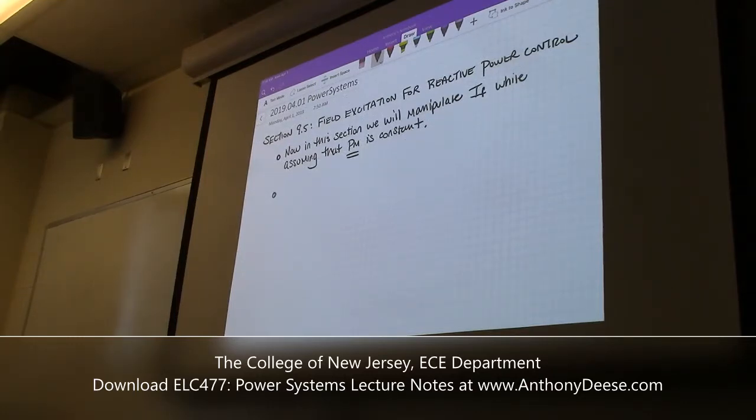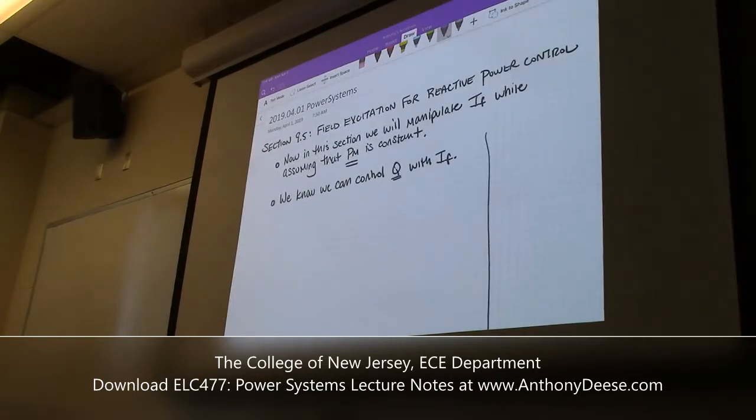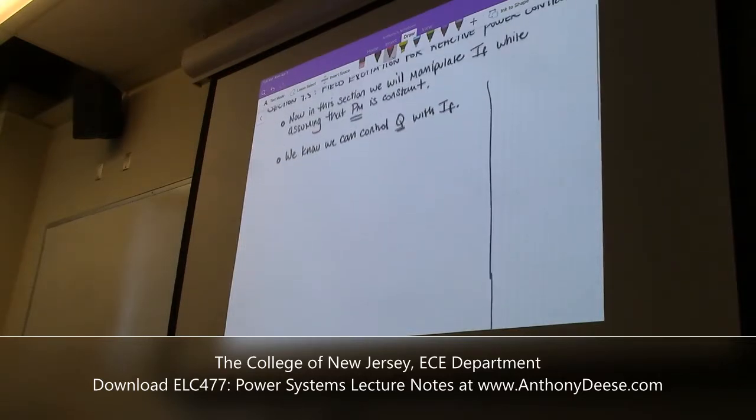And we've talked about this before, we know we can control Q with IF. All right. So now I'm going to draw, I don't know why my iPad keeps doing this, where I have to draw this line and make it scroll down. It's weird. So we're going to draw a figure from the text and discuss it. So this is figure 9.13.